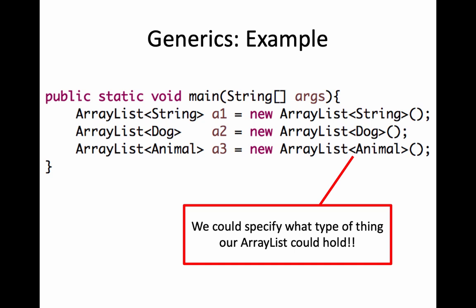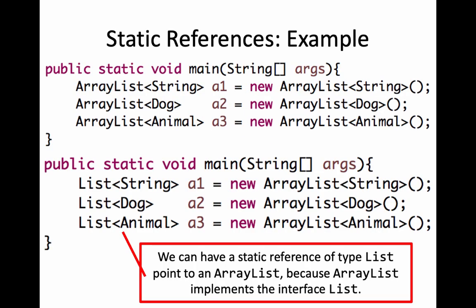Okay, so we've seen generics before. Here I have array lists that can hold strings or dogs or animals. In those angle brackets, we were able to specify what type of object my array list was going to hold. Similar to that, on the bottom now, I've got the same array list on the right-hand side, but on the left-hand side, I'm actually using an interface type. So List is an interface, and ArrayList is a class that implements the List interface.